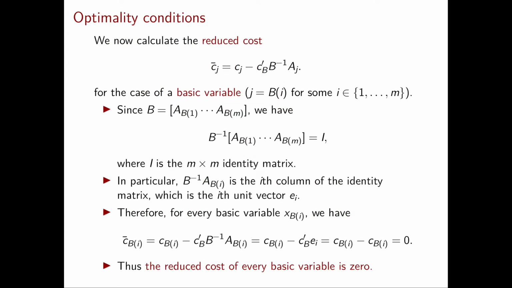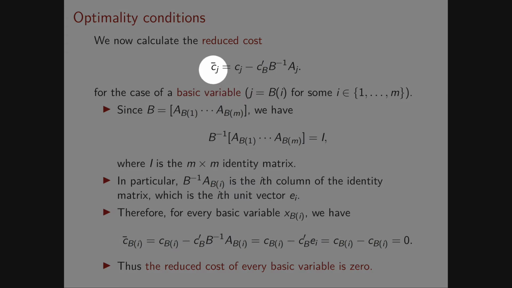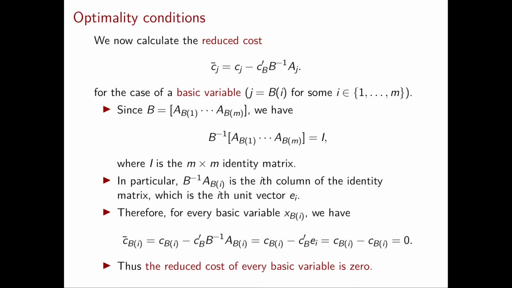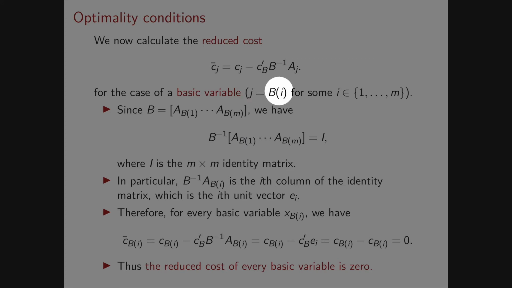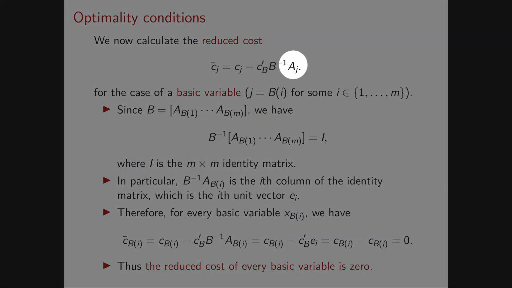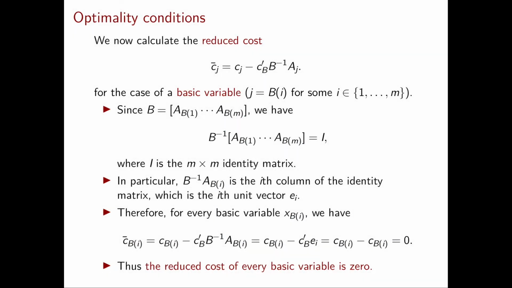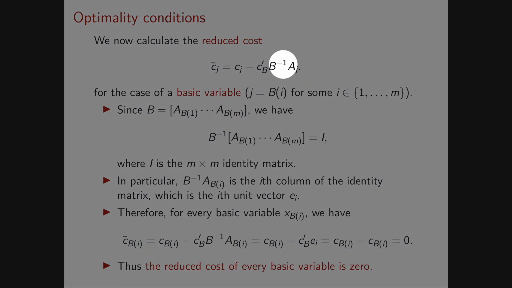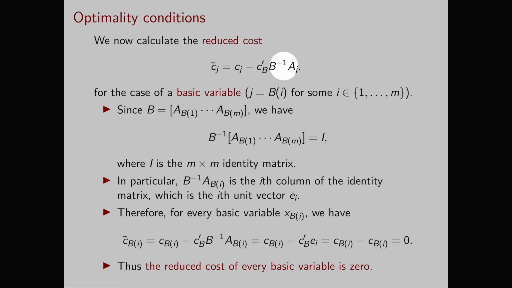As promised, we now get back to the technicality that we have in the definition of reduced cost, namely the fact that the reduced cost c bar j is defined also for the case of a basic variable, namely when j is equal to B(i) for some index i in 1 to m. What we will show is that in this case, the reduced cost will always be 0. Everything we have to do is to compute explicitly this quantity under the assumption that j is equal to B(i). The main trick in this argument consists in understanding exactly what is the product B inverse Aj.